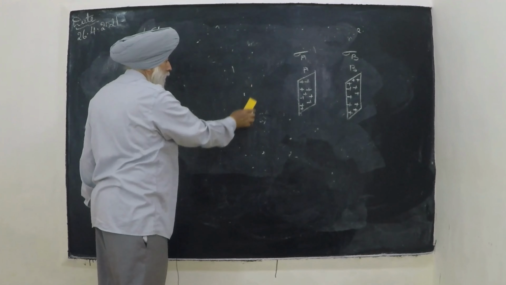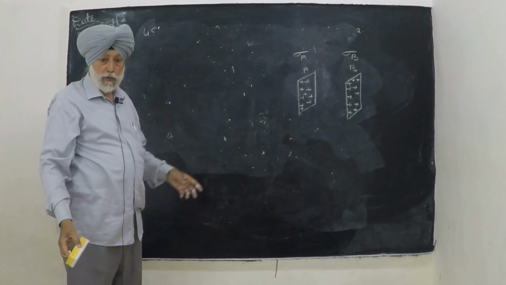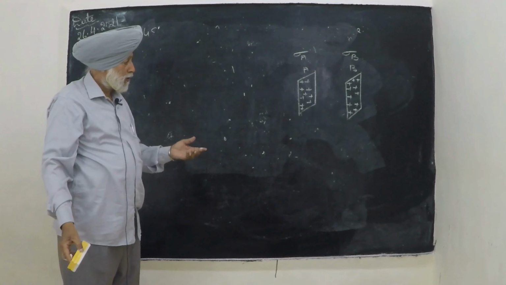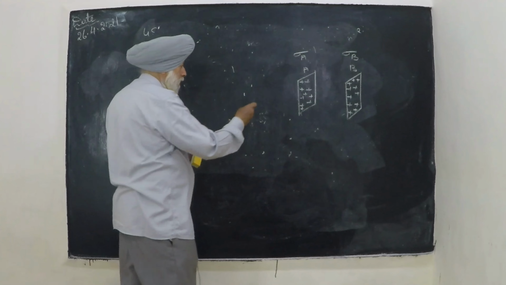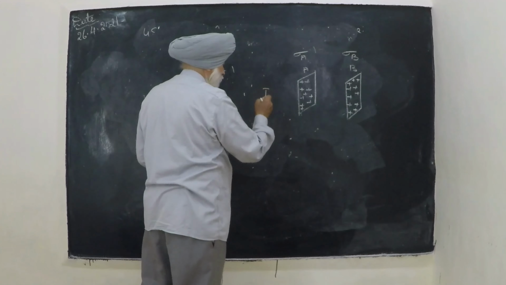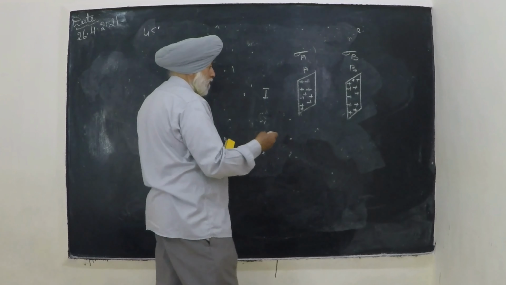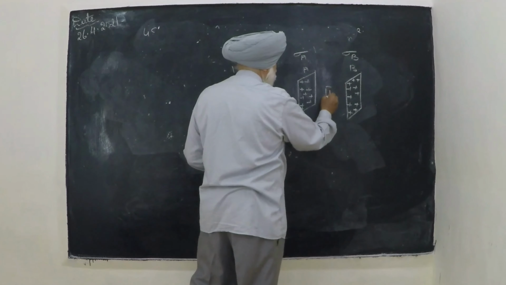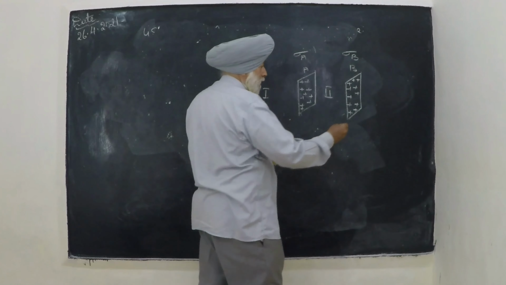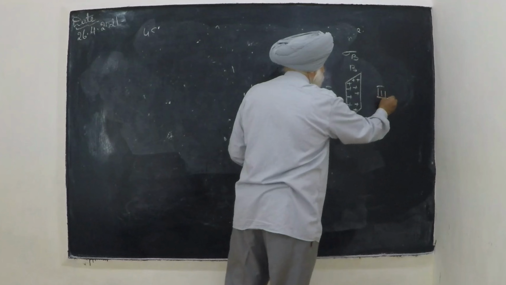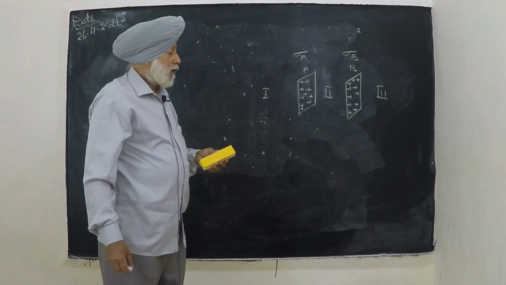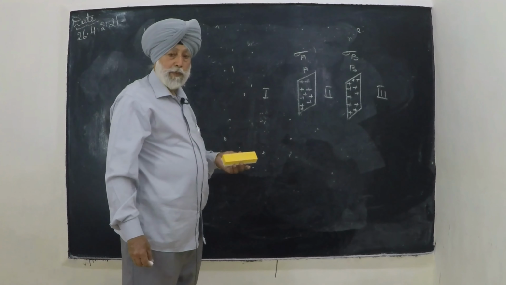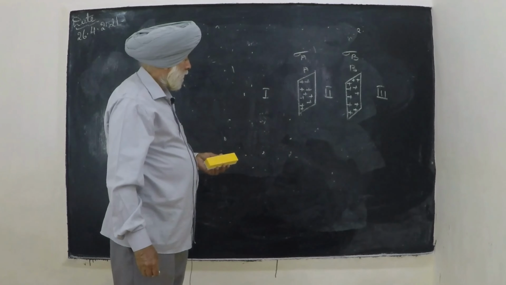These two sheets, which are positively charged having different charge densities, divide the space into three regions. Region number 1 is to the left of both the sheets, region number 2 is in between the two sheets, and region 3 is to the right of the two sheets. Now they will produce an electric field. We want to find the value of the electric field in all three regions.